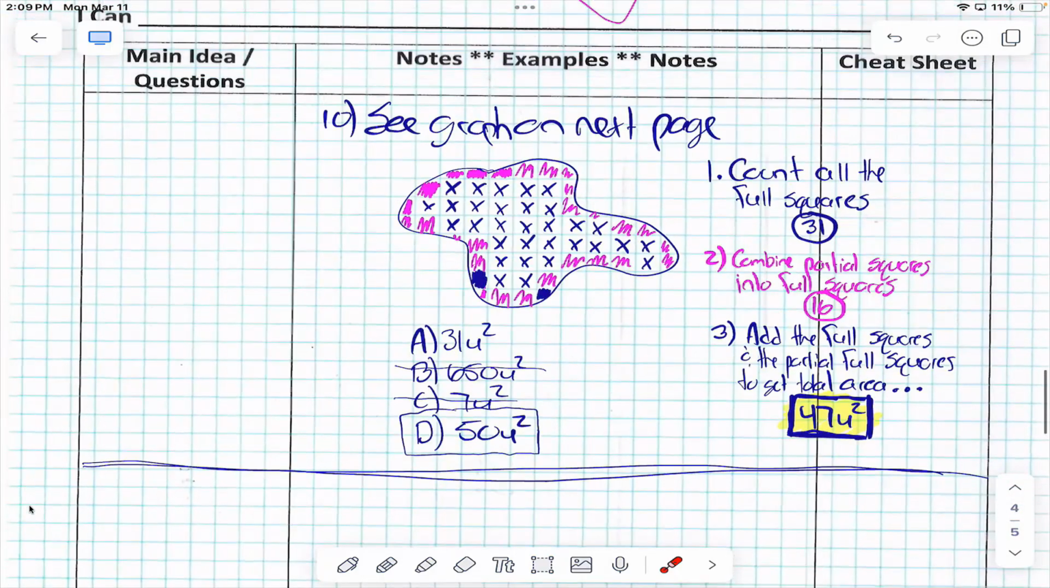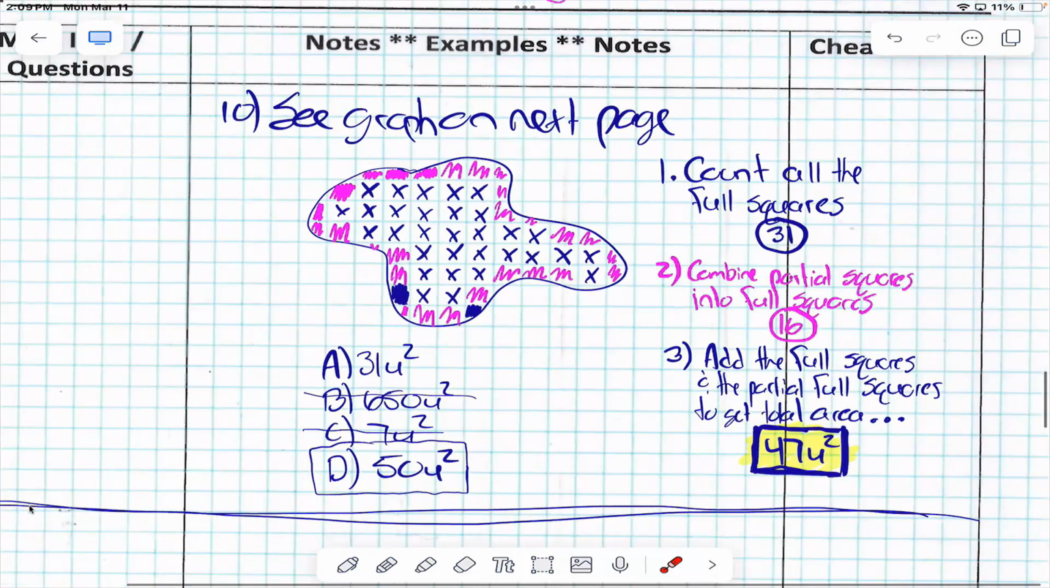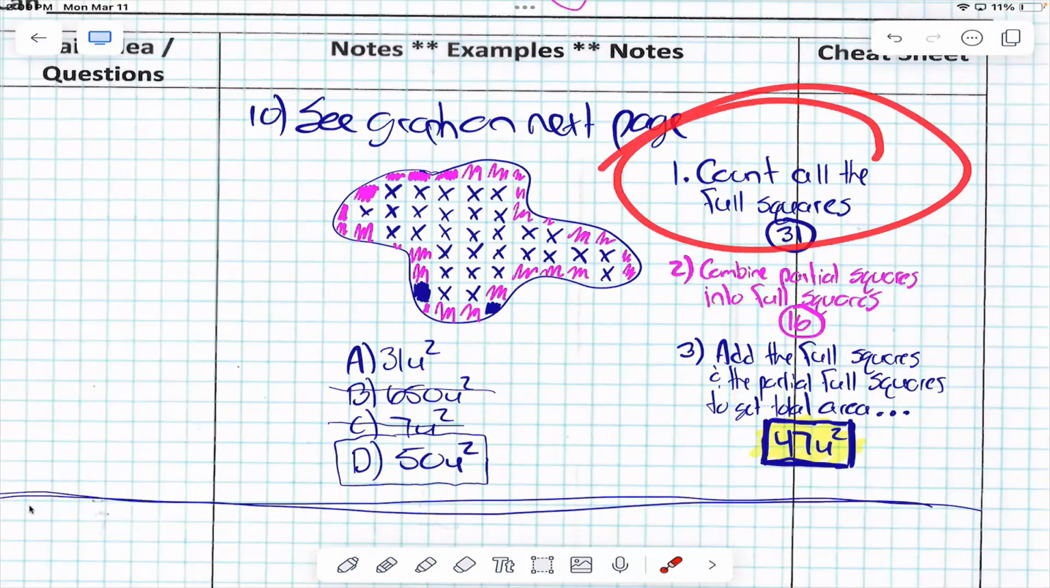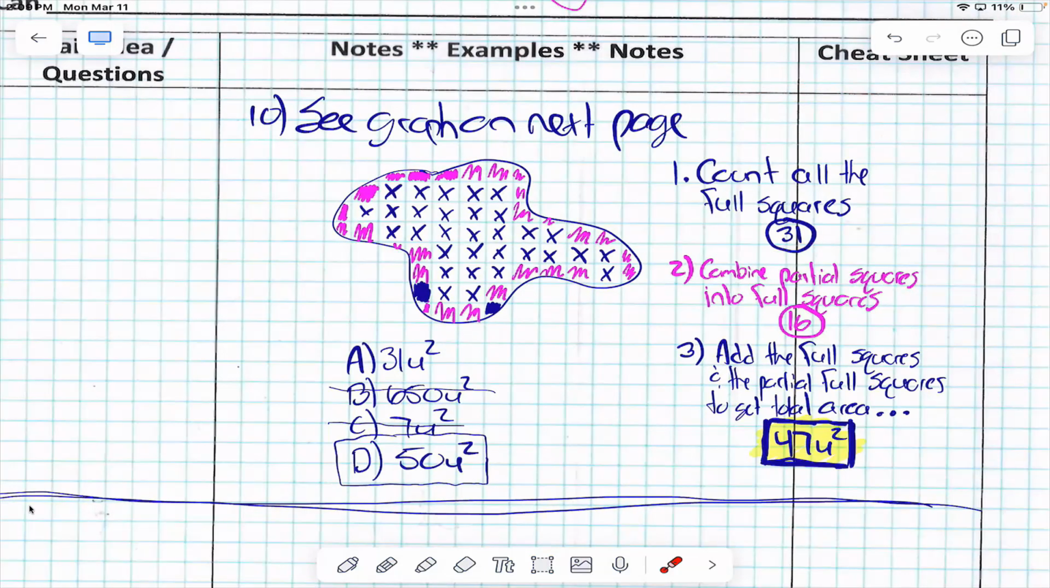Down here we had a blobish type shape. Remember our steps for a blob shape. Step 1 is what? Count all the full squares. So we counted all the squares that were actually a full square. Then we combined the outside squares into full squares. So we kept track of these numbers, and in the end we added them together and we got this. Why is our answer 50 if we got 47? Because 47 is an estimate, because there's no way we can get an exact answer by looking at a blob, right? We good?